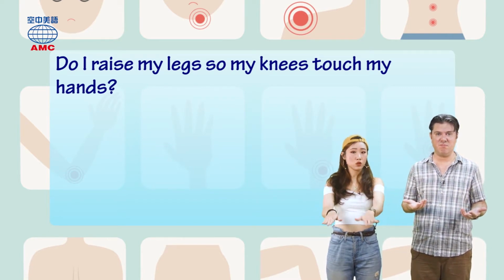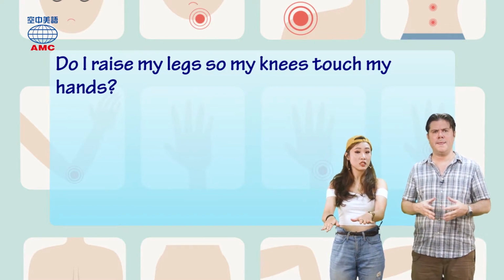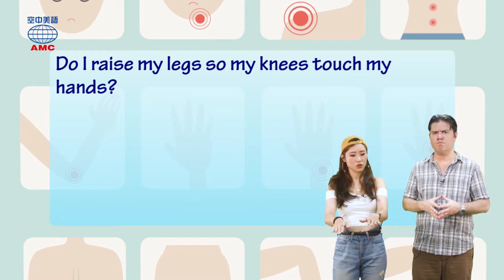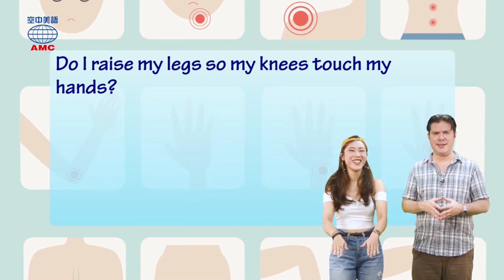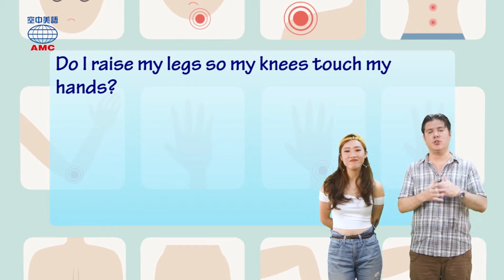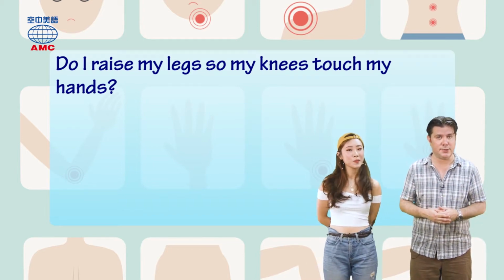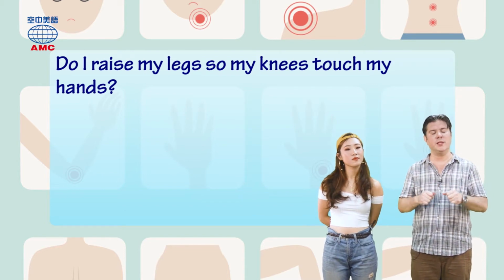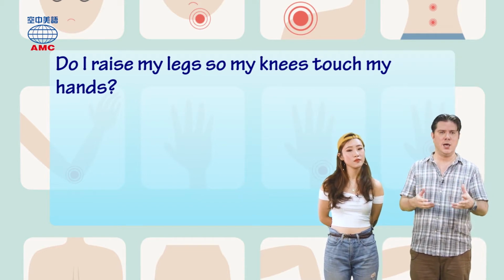接下来呢 Phoebe 就继续问问题说，那我要把腿举起来，让我的膝盖碰到手吗？So how do you do that? Like that, exactly. But I think you need to be younger and stretchier than me. Anyway, so yes, do I raise my legs so my knees touch my hands? That was her question. We'll get to the coach's answer after we look at this verb raise.